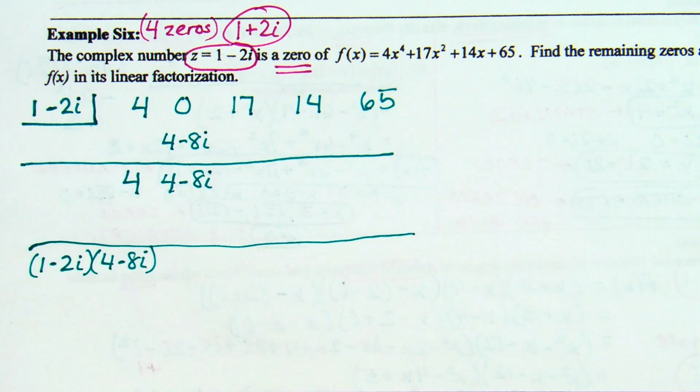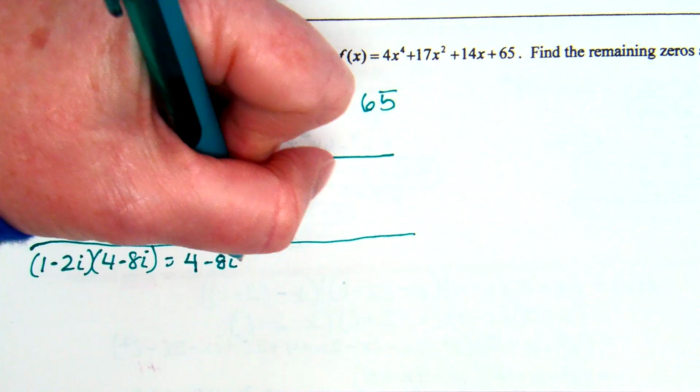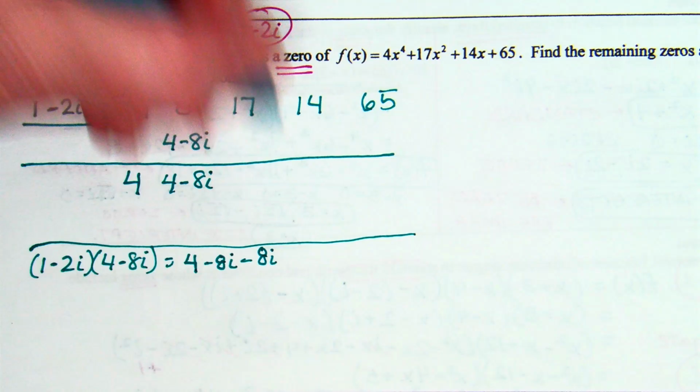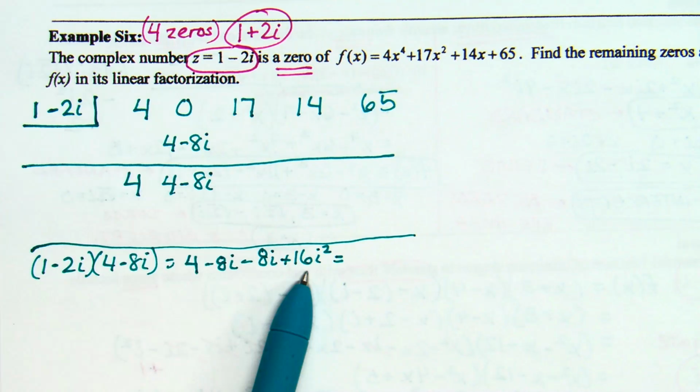Okay. Now we have to clean this up. 4 can add to 16i squared. What is 16i squared? Negative 16. So 4 minus 16 is negative 12. Negative 8i minus 8i, minus 16i. So what am I going to put up above? Negative 12 minus 16i goes under the 17.